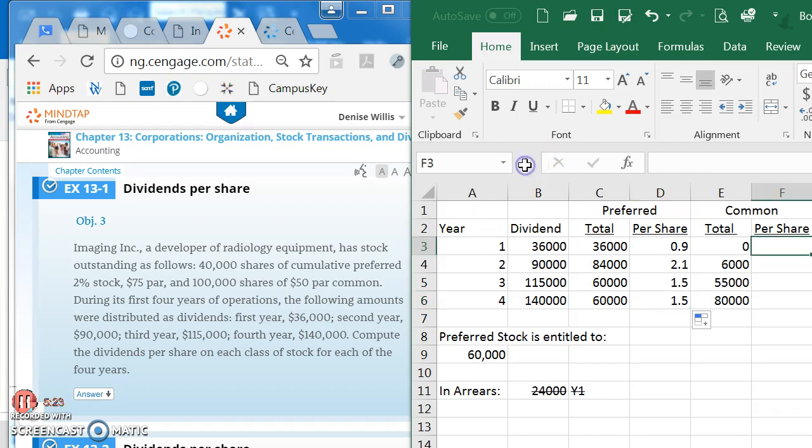Let's do common and finish this out. And let's see, we'll say this equals this divided by, what do we have here? 100,000 shares outstanding. Okay. And those should be the per share amounts here. This is 60,000 divided by 100,000, the 55,000 divided by 100,000, and 80,000 divided by 100,000. And that takes care of the problem.